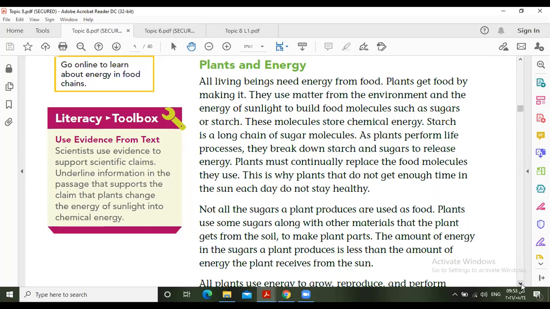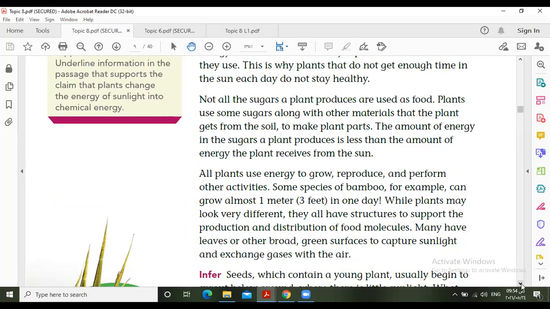Plants use materials from the environment. They use sunlight, carbon dioxide from the air or the atmosphere, and water from the soil, and change them to sugar. This sugar is called glucose. In this process, photosynthesis, they also give off oxygen. This process takes place in the leaves of the plants.